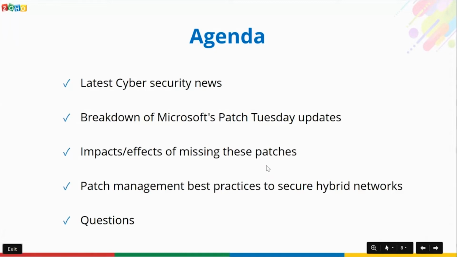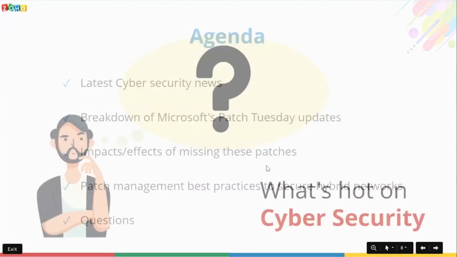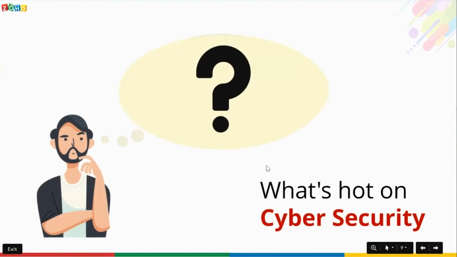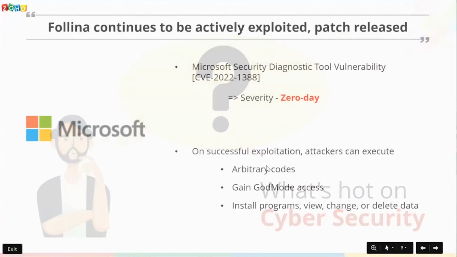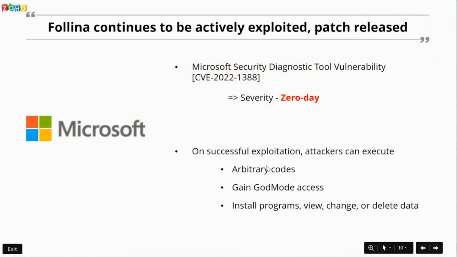So that said, let's dive straight into the first thing on our agenda, cybersecurity. The real scares when it comes to the IT world are cyber threats and attacks, which are only increasing and becoming more relentless with time. Let's take a look at a few of them that made it to the headlines. First up, we have the infamous Follina continuing to be exploited in the wild. But fortunately, Microsoft has released a patch for this zero day in this Patch Tuesday.